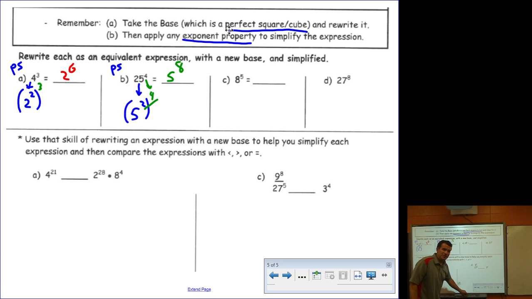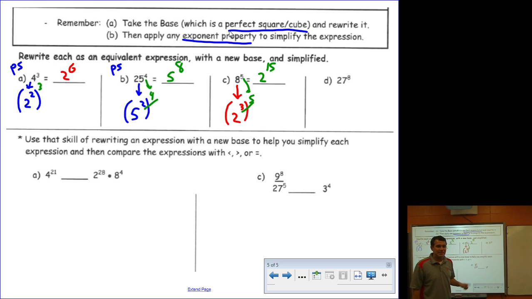Let's do a perfect cube. Here I have 8, which is a perfect cube. When something is a perfect square or cube, you can rewrite it. 8 can be rewritten as 2 to the 3rd power. But the 5 that was on the 8 also needs to be on the 2 to the 3rd power. And then you can apply the exponent rule, and that is 2 to the 15th power.